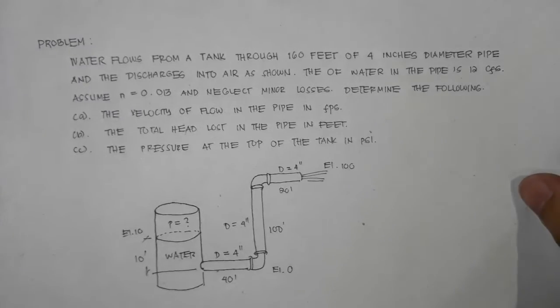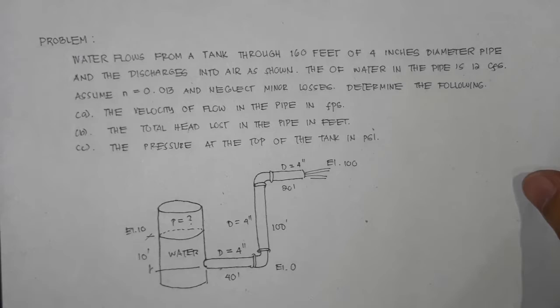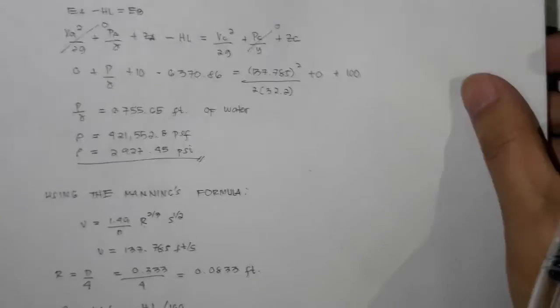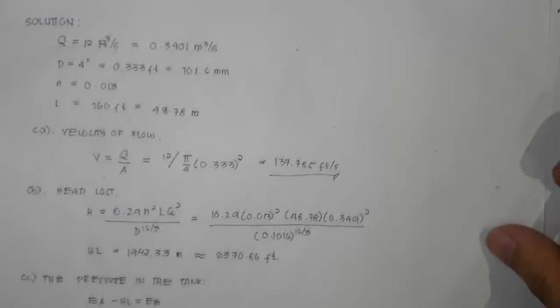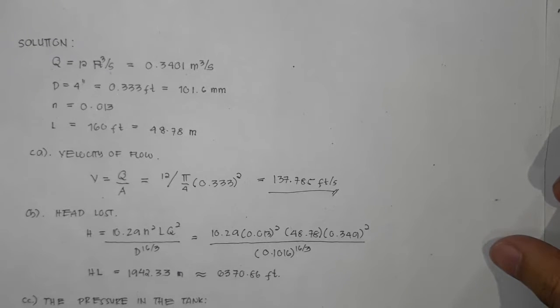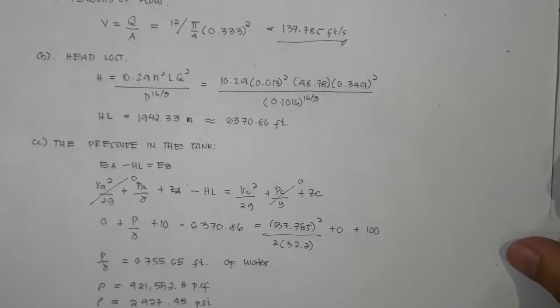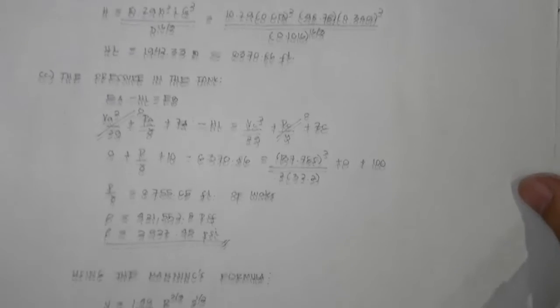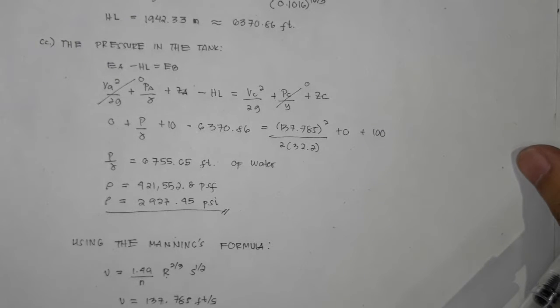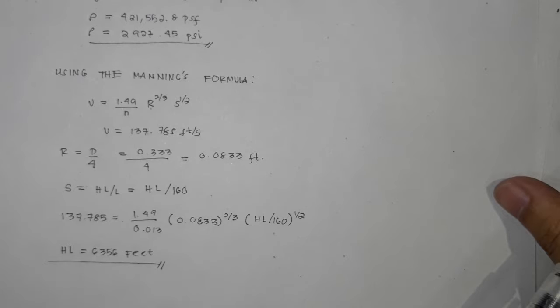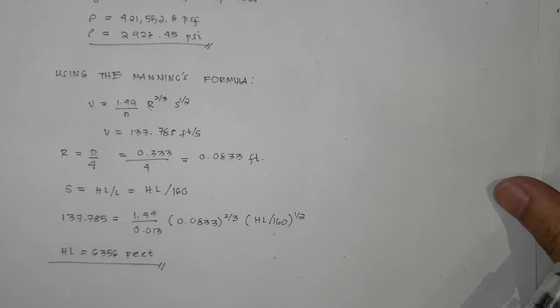Now you can review your answer. The velocity of flow is equal to 137.785 feet per second. The head loss is equal to 6,370.86 feet. The pressure in the tank is equal to 2,927.45 psi. The head loss using Manning's formula is equal to 6,356 feet. Thank you for listening, and we hope that you have learned something.